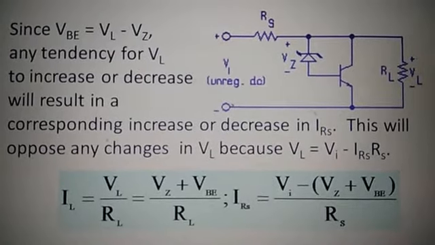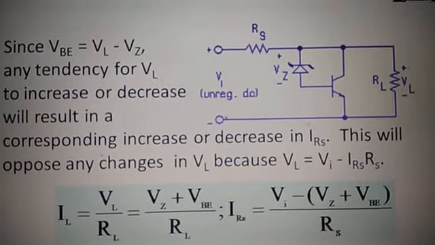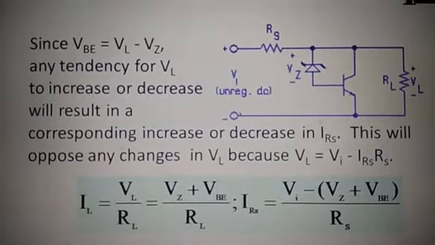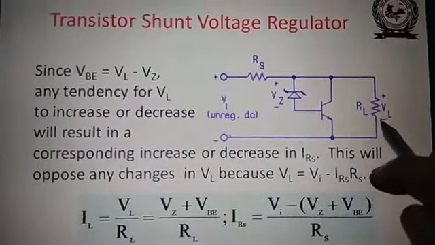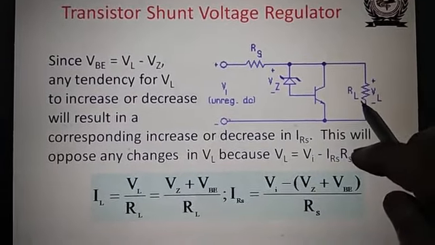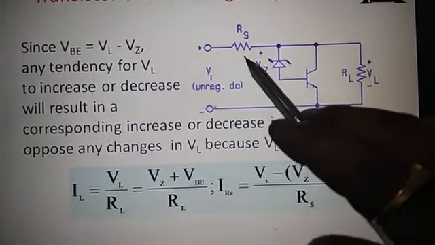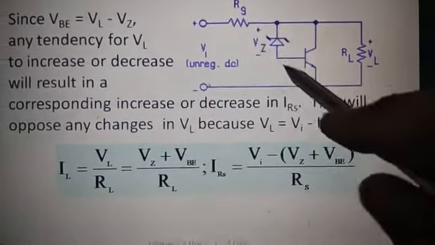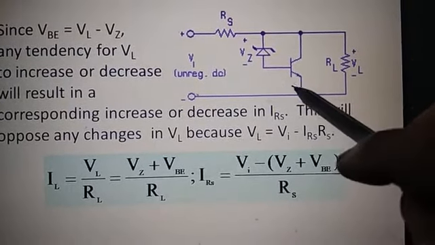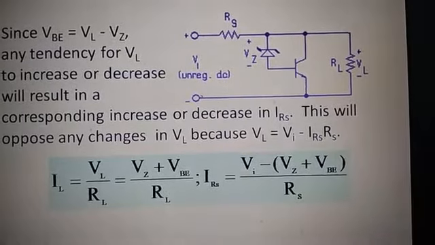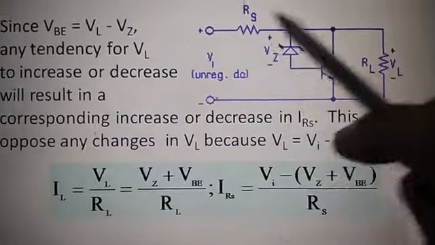This is the transistor shunt regulator. Again here load current IL is equal to VL by RL, and VL is equal to Vz plus VBE. So this Vz plus this VBE upon RL is the value of IL, and current through this resistance RS is equal to Vi minus the summation of these two voltages, that is Vz plus this VBE, upon this RS.